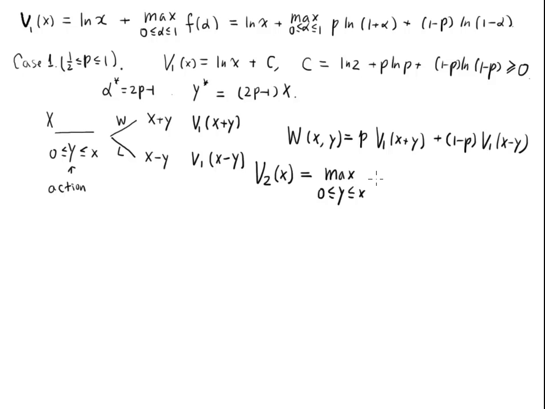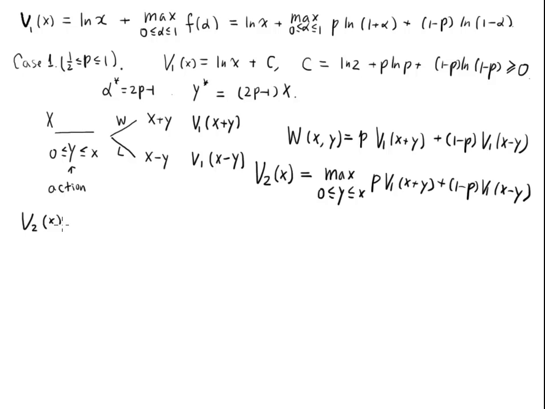And then we have p over here, v1 of x plus y, and plus 1 minus p and v1 of x minus y. So that's what we have. Because we have solved v1, v2 can now be solved. We just plug in the function v1. Remember, v1 is log x plus a constant c. So we use this function and we find v2.